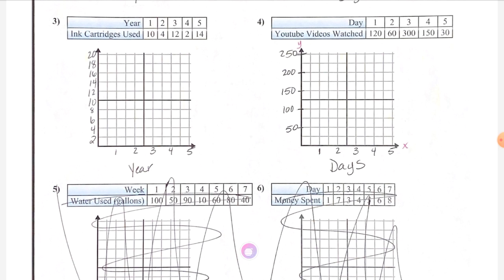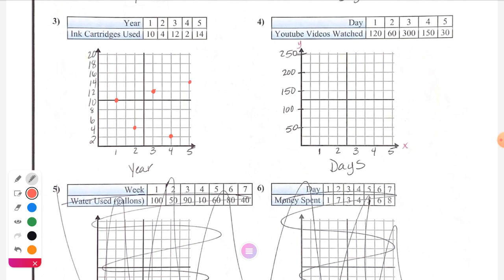Graph one of them for me. Braylon, give me the first one. How do I get there? You go over 1 and then up 10. Okay, over to the 1, up to the 10. I put my dot. Second one, Hutley. Over 2 and up to the 4. Okay, over to the 2, up to the 4. Ava, third one. Over to the 3 and up to the 12. Augie, fourth one. Go over to the 4 and up to the 2. Fisher, last one. Go over to the 5 and up to the 14.